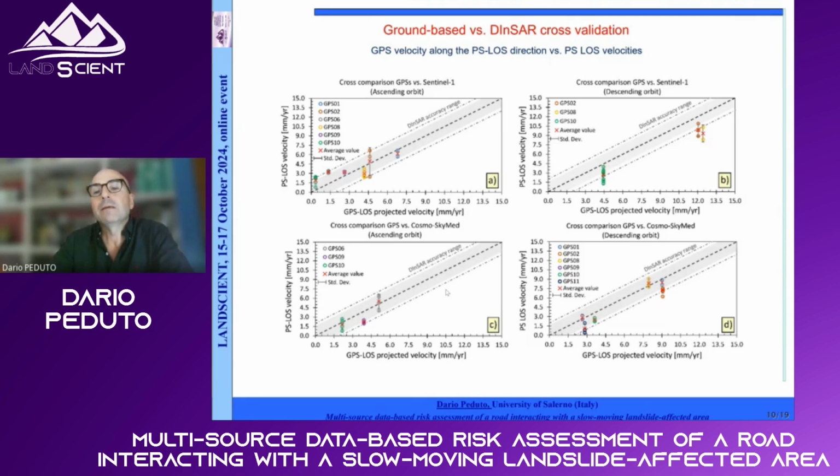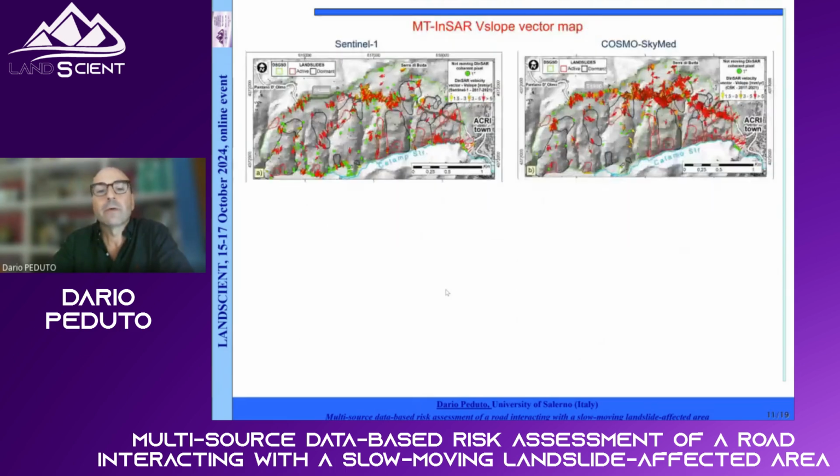So after validating our data set from SAR data, we first derived these velocity maps with the projection operation of the velocity of SAR from the line of sight to the slope. So you can see here the vector maps derived from Sentinel and COSMO-SkyMed, with the vectors colored according to their velocity magnitude.